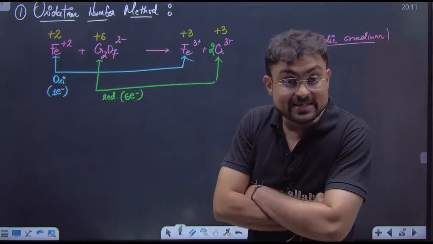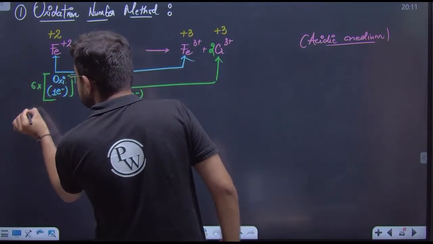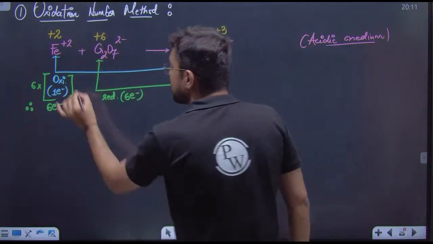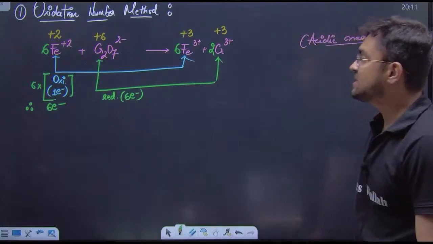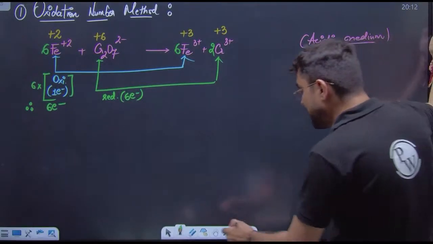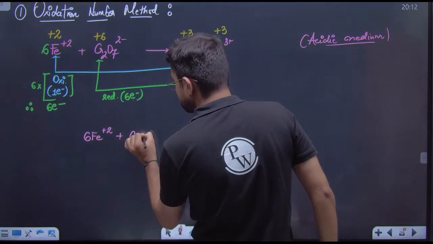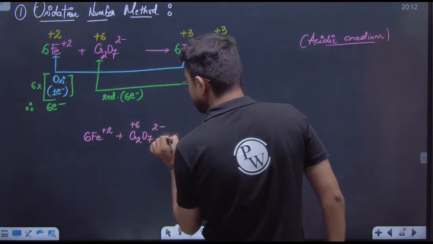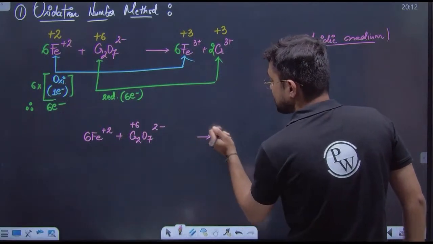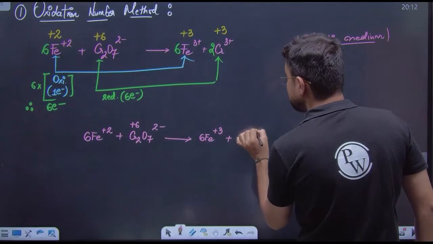In order to balance this out, we have to multiply this entire thing by 6. So now chromiums are accepting 6 electrons, which means there are 6 Fe positive atoms or ions in the reaction. Now with this, we have balanced the iron atoms, chromium atoms and their electrons. So now let's rewrite everything properly. 6Fe dipositive, Cr2O7 dinegative, giving us 6Fe tripositive plus 2Cr tripositive.